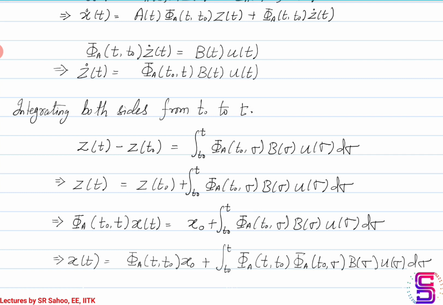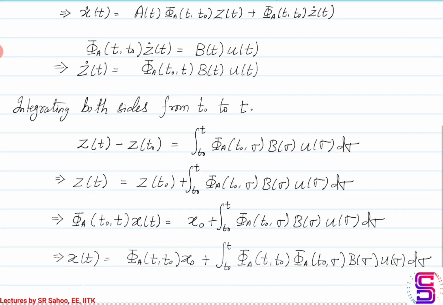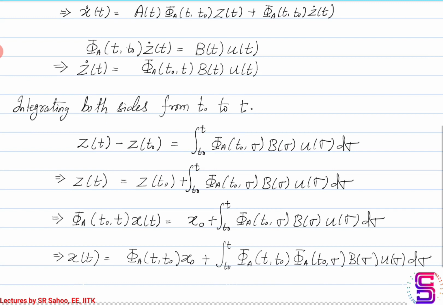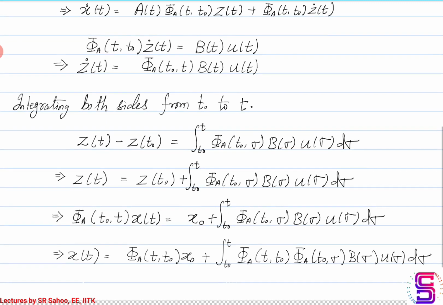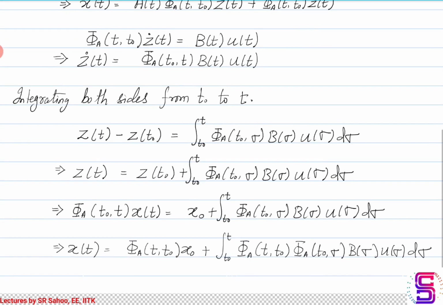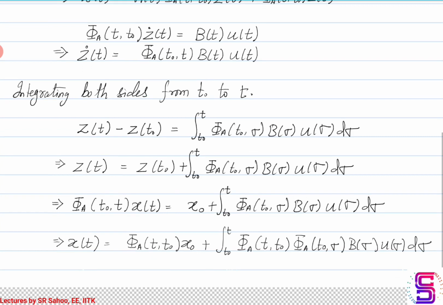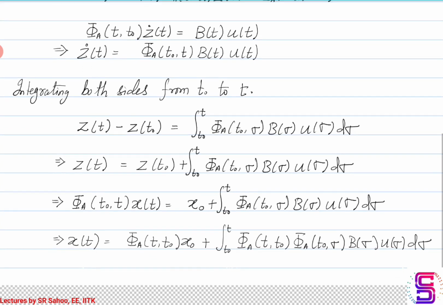Once we have done that, we multiply the inverse of the matrix on the left hand side to both the left and right sides of the equation. So what we get is x(t) equal to Φ_A(t, t0) x0 plus the integral from t0 to t, where we have Φ_A(t, t0) coming in, multiplied with Φ_A(t0, σ) B(σ) u(σ) dσ.